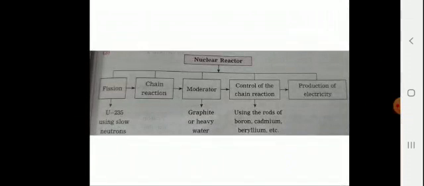So children, we have revised the whole chapter through this concept map. Read the lesson thoroughly, do the practice of drawing diagrams, and in next video we will discuss question answers of this lesson.